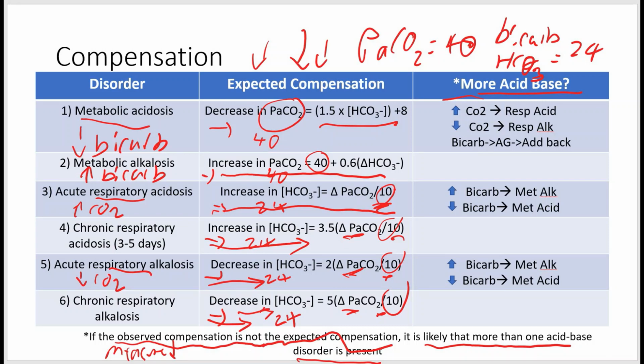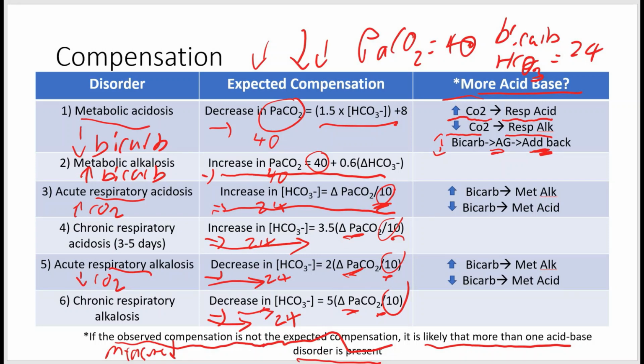So if the measured CO2 is greater than the expected CO2, then there's concurrent respiratory acidosis on top of the metabolic acidosis. If the measured CO2 is less than the expected CO2, then the respiratory alkalosis is on top of metabolic acidosis. And for the difference in bicarb, we have to look at the anion gap, and then we'll use the add-back method, which we'll talk about later.